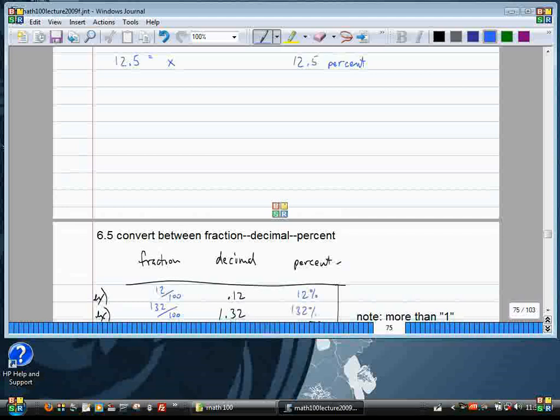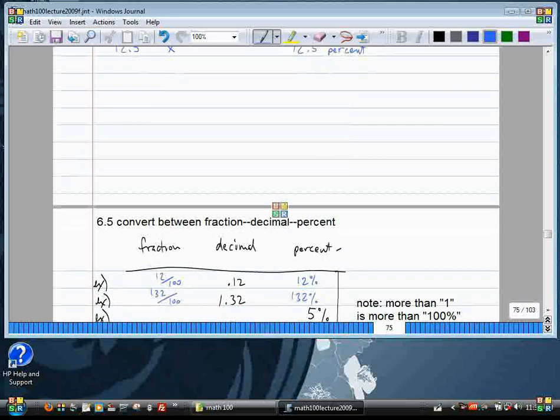This is 132%. Notice that this makes sense, because what is 1 in terms of percents? It's 100%. So notice our decimal is slightly more than 1. So our percent should be a little more than 100%. Usually when we talk about percents, we're talking about from 0 to 100%, but we don't have to. I could talk about 937% if I want. This is what it means.